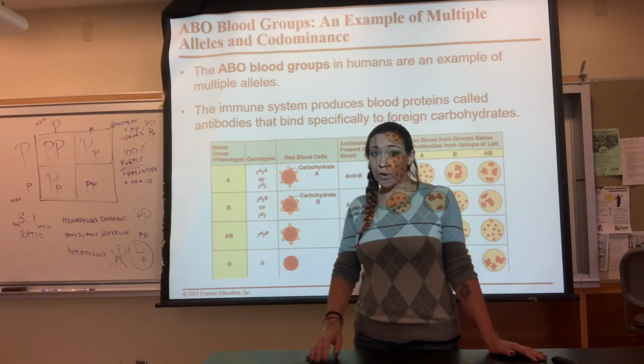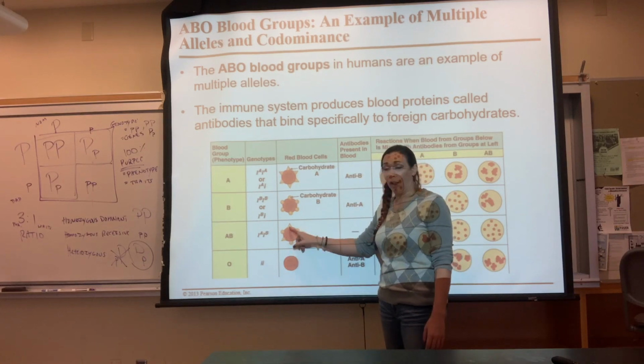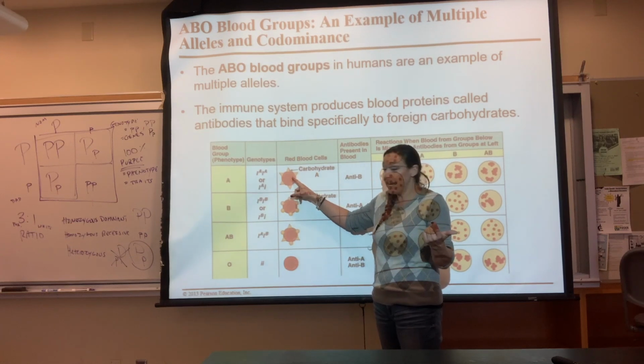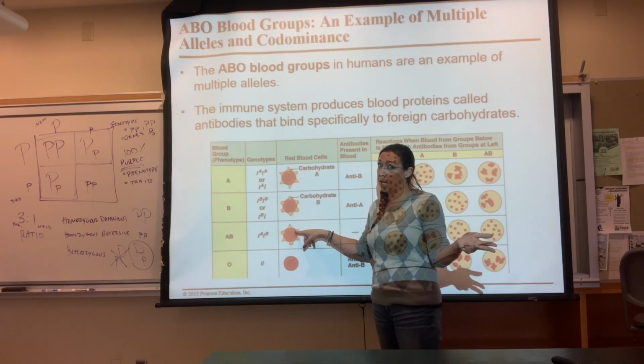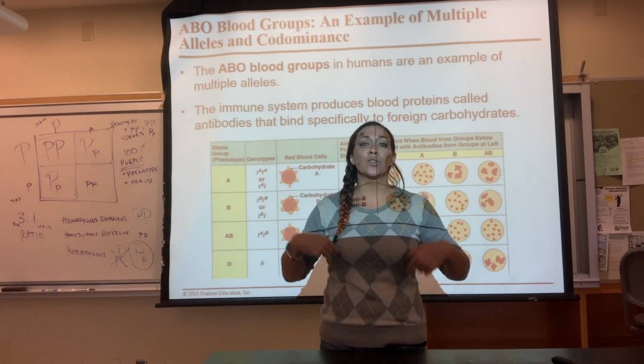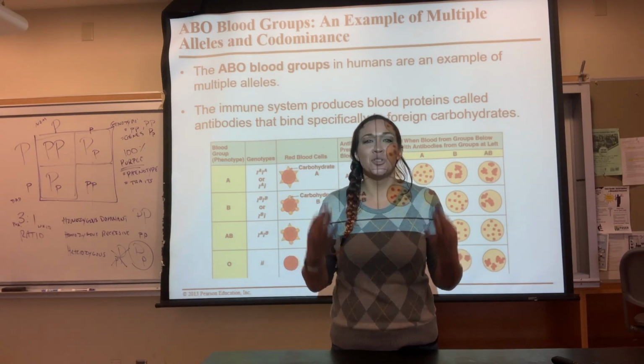The universal receiver is AB, because remember, he's got all. He can receive from O because he has no markers. He can receive from A, and he can receive from B, and he can receive from AB. Okay, so type AB is a universal recipient, and type O is a universal donor.